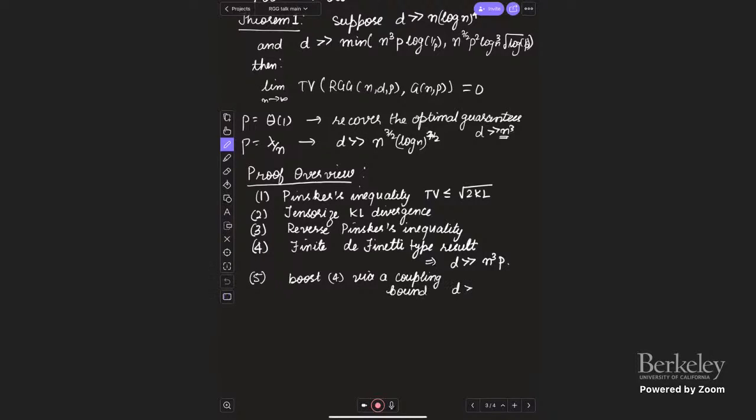This gives the bound of d much larger than n to the 7 over 2 p square. Okay, let me explain why we need to do this. First of all, we saw that these random geometric graphs are horribly dependent. That is, if you consider any cycle in it, whether the cycle is present or not, whether the edges in a cycle are present or not, is horribly dependent. And it is very hard to describe the probability of a given graph structure.